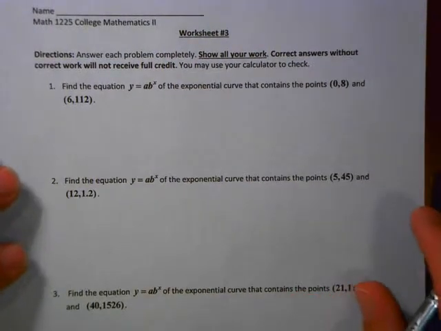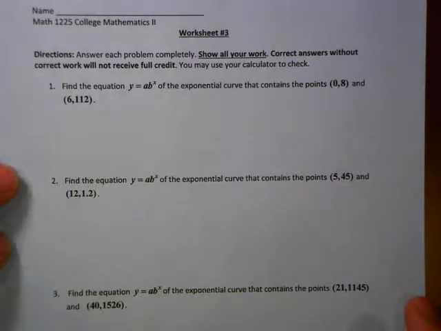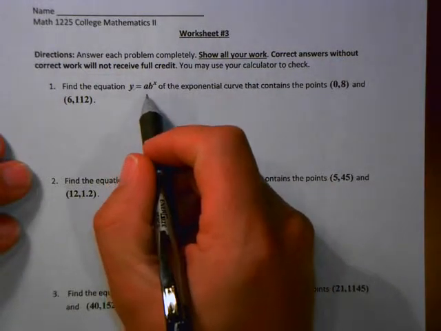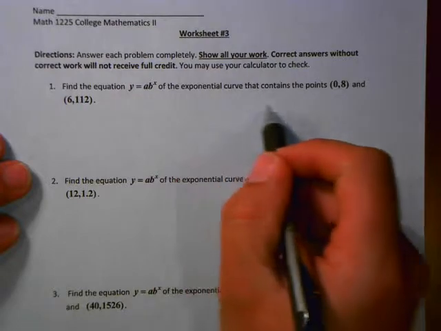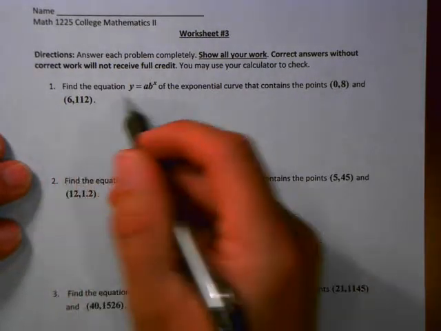Here's Worksheet 3 from Section 1.4, additional examples on finding the exponential curve. So the first one, we want to find y equals a b to the x, the exponential curve that contains the points (0, 8) and (6, 112).